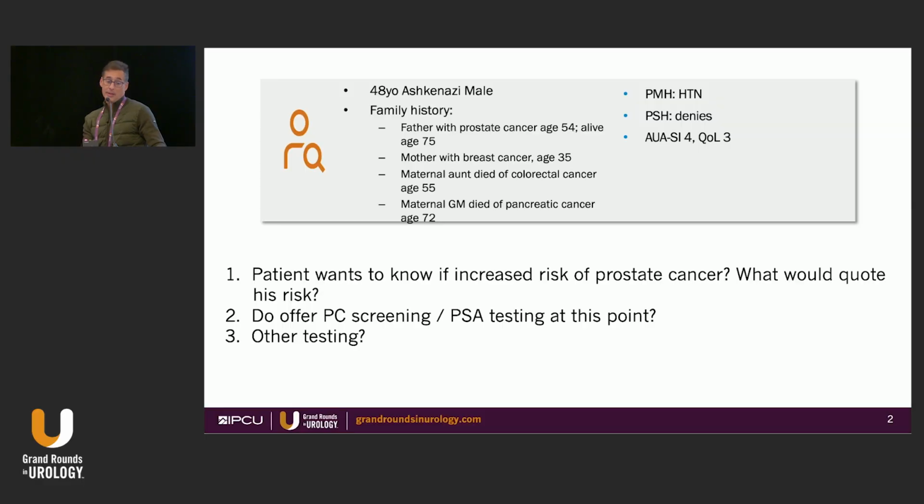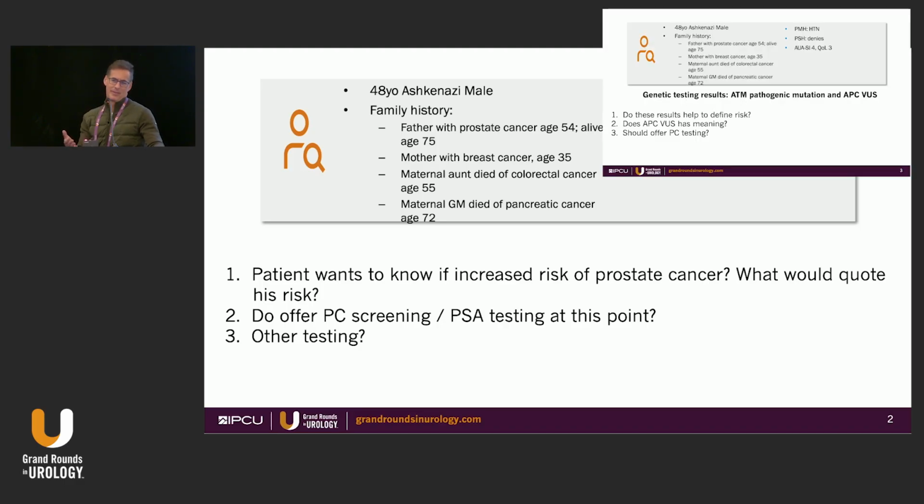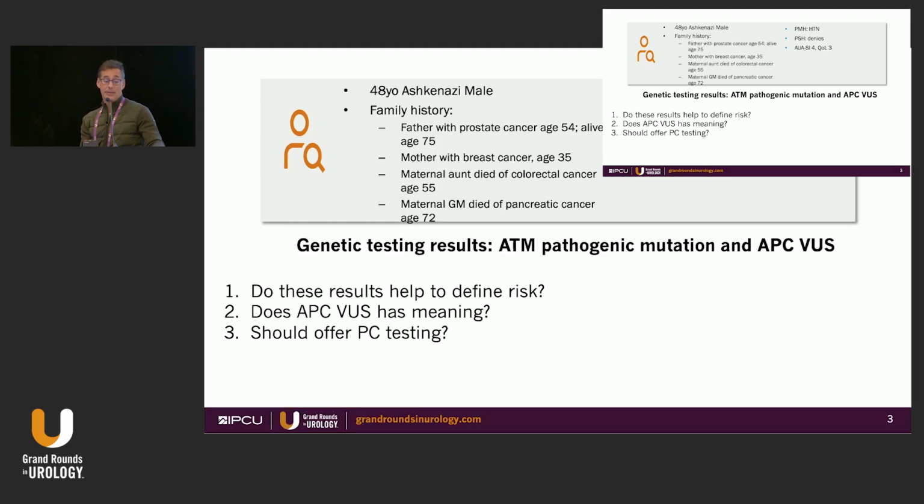Correct. Because his father was 54, and there's not a discrete recommendation wherever you look, my general rule of thumb is, if the youngest relative was 54, and we're going to get a baseline, do it at least 10 years ahead of time. But that's where some of that genetics can help us say, do we actually need to do this or not? And so he does get the genetic results. He does germline testing. He ends up having an ATM pathogenic mutation, as well as an APC VUS.